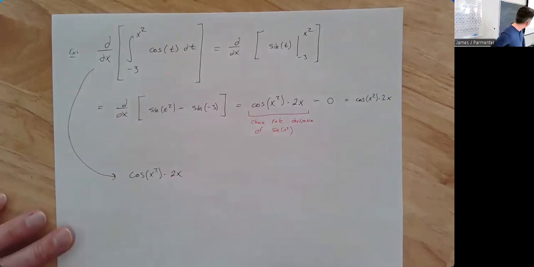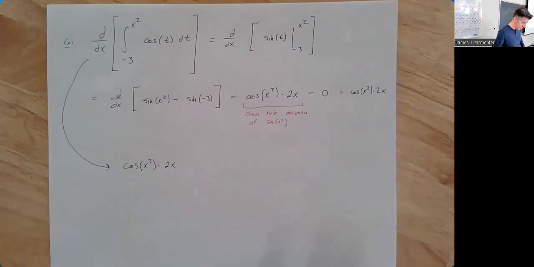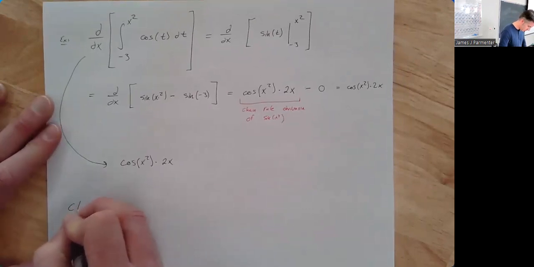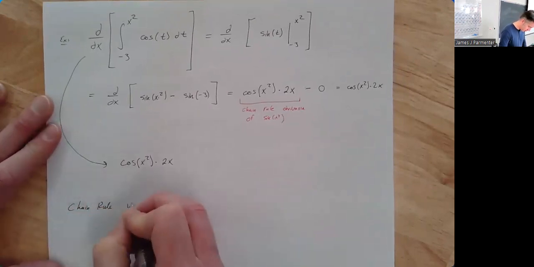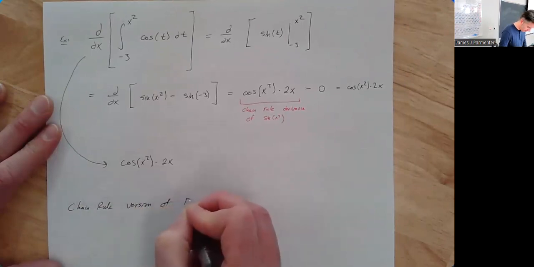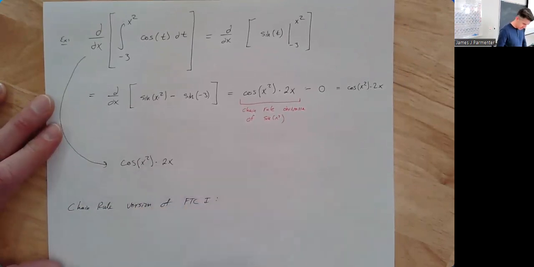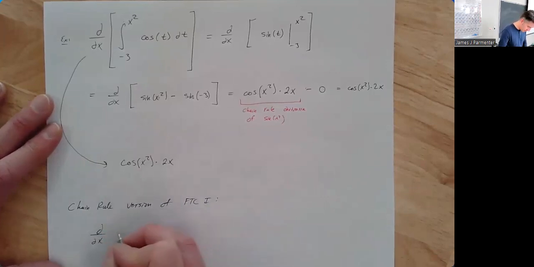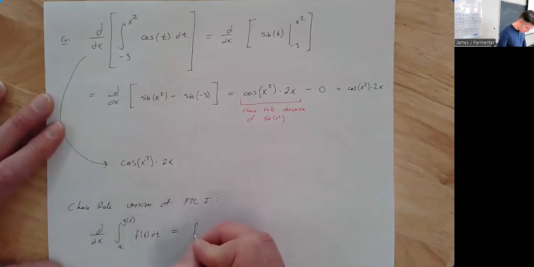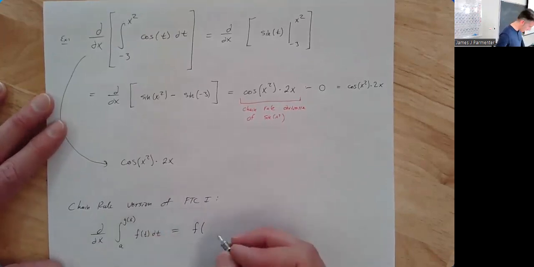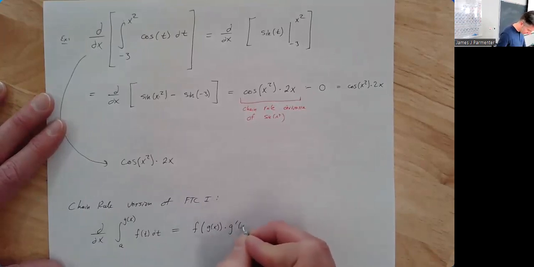So let's write the general chain rule version of this. It's not too terrible. So in general, here's the chain rule version of the fundamental theorem of calculus part 1. It says that the derivative of the integral from a constant to g of x of f of t dt is going to be f of, instead of f of x like before, you're now plugging g of x in. So it's going to be f of g of x times g prime of x.